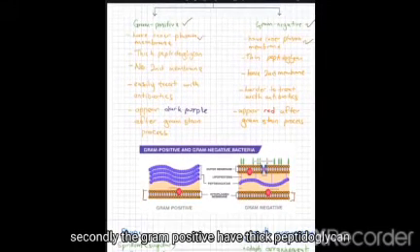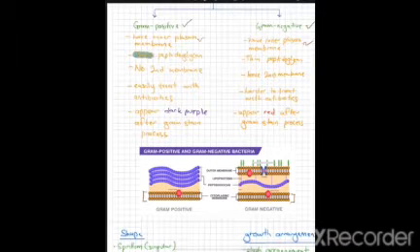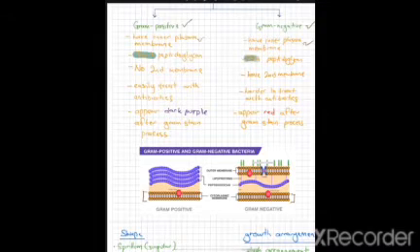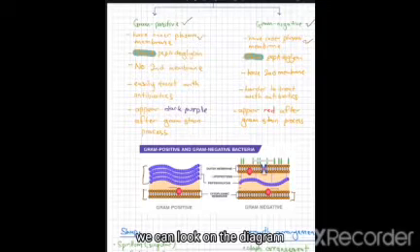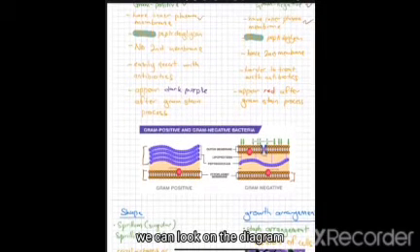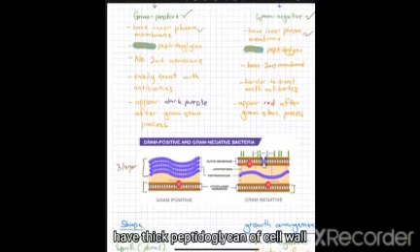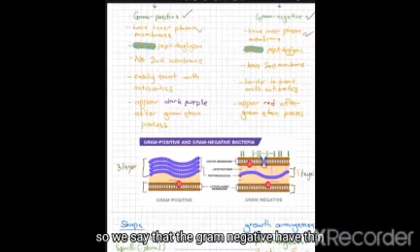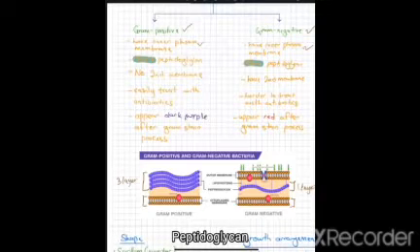And secondly, the gram positive have thick peptidoglycan over here, and the gram negative have thin peptidoglycan. So remember, the gram positive have thick. We can look on the diagram. It shows the three layers. So the gram positive have thick peptidoglycan or cell wall, and gram negative have one layer. So we say that the gram negative have thin peptidoglycan or cell wall.